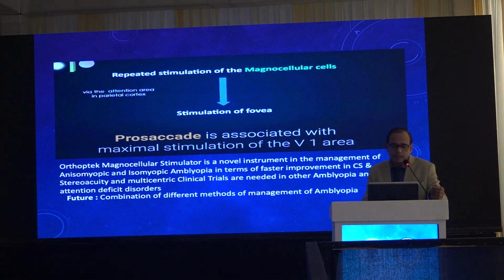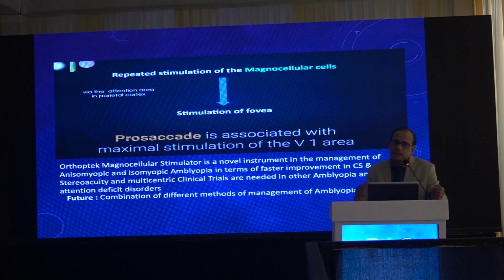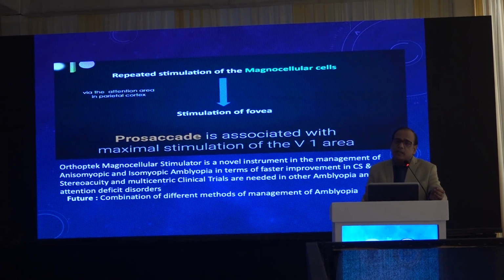So how does it happen? Repeated stimulation of the magnocellular cells. They have 4C alpha at the V1 area, and the saccadic and the attention areas work opposite to each other, but they have horizontal interconnection. By this way, the magnocellular peripheral cells stimulate the 4C beta. 4C alpha stimulates the 4C beta, and that's why prosaccades are associated with maximal stimulation of the V1 area.